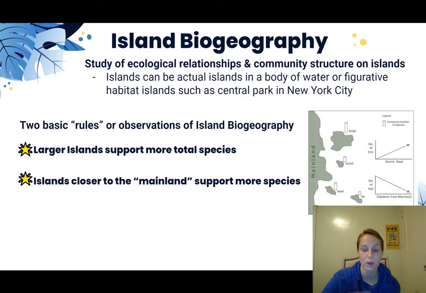So if we look at this image, with these two islands, which are the same distance away, the bigger one has more species. If you look at this legend here, the bigger it is, the more species you have, versus a smaller island, which has a smaller number of species. Then with these islands down here, one is closer, so it has more species diversity, and the far one has fewer species.